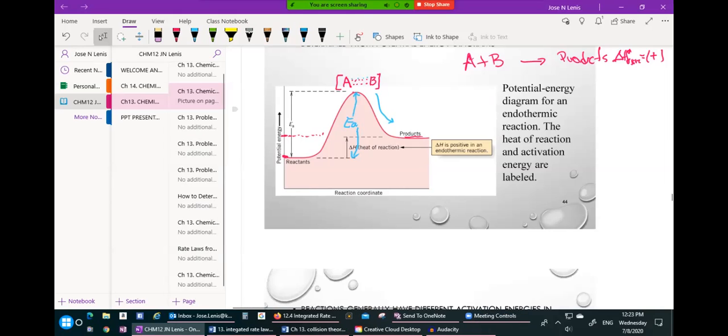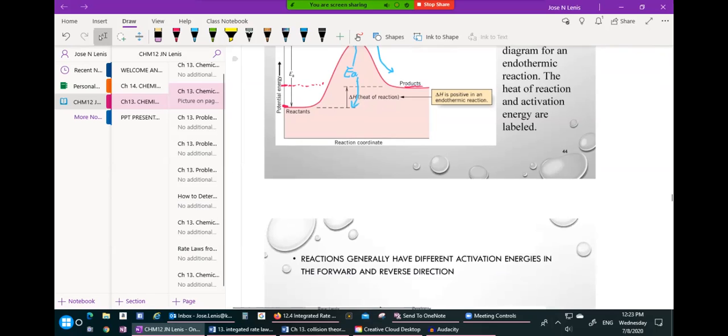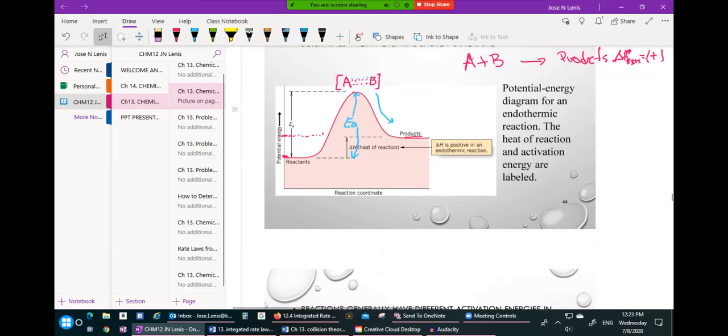I've been talking about activation energy. How do we calculate activation energy? How do we measure it? This is a really important number to know. How do you know what is the minimum energy needed for the reaction to occur?